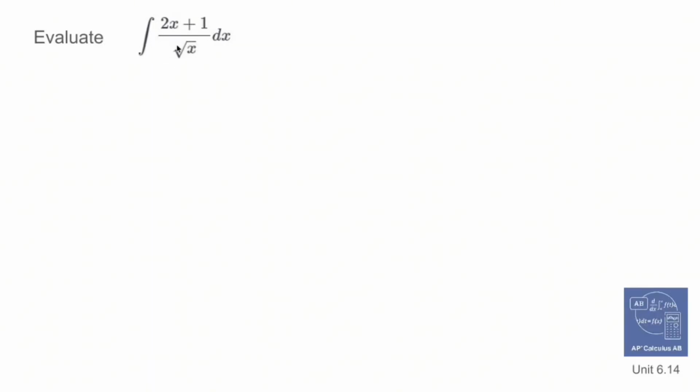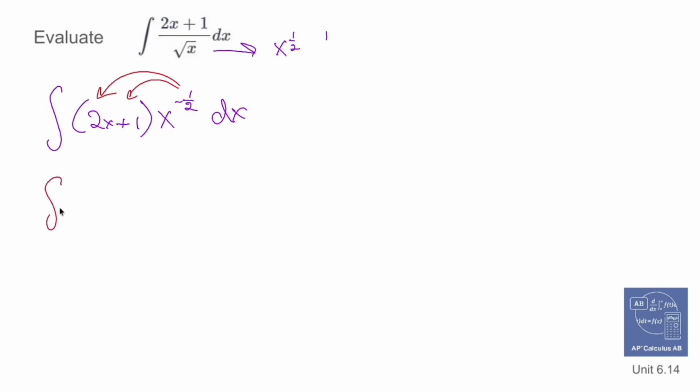Evaluate the integral of 2x plus 1 over root x. I don't like it, so I'm going to rewrite it like this: 2x plus 1, but I'm going to take the fact that I know you're x to the 1/2 on the bottom, so moving it up top makes it x to the negative 1/2. I'm going to distribute that to both of these. Keep in mind the invisible 1, and when you multiply two x's, you add the exponents, so this becomes 2x to the 1/2 plus x to the negative 1/2 dx.